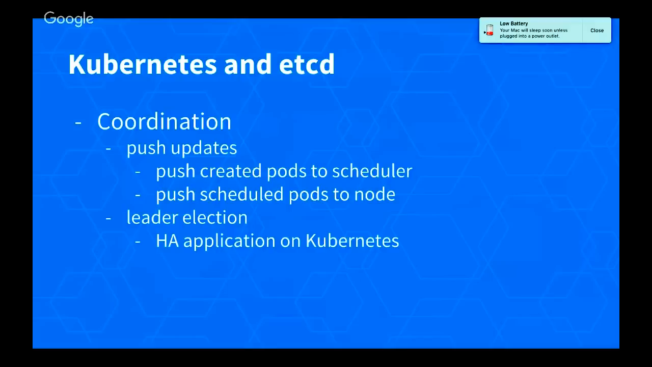And Kubernetes also uses SAD for coordination. There are two parts. The first part is push updates. For example, when the user creates a port and submits the port to Kubernetes, Kubernetes will use SAD to push that update to the scheduler, and then the scheduler knows, okay, here's the port I need to schedule. And once the port is scheduled, Kubernetes also uses SAD to push the update that the node is scheduled, and then the node will try to download the containers that port needs and start those containers. Also, Kubernetes uses SAD to implement its leader election API. With that API, the applications running on top of Kubernetes can easily implement high availability features because they can easily select a stable leader.